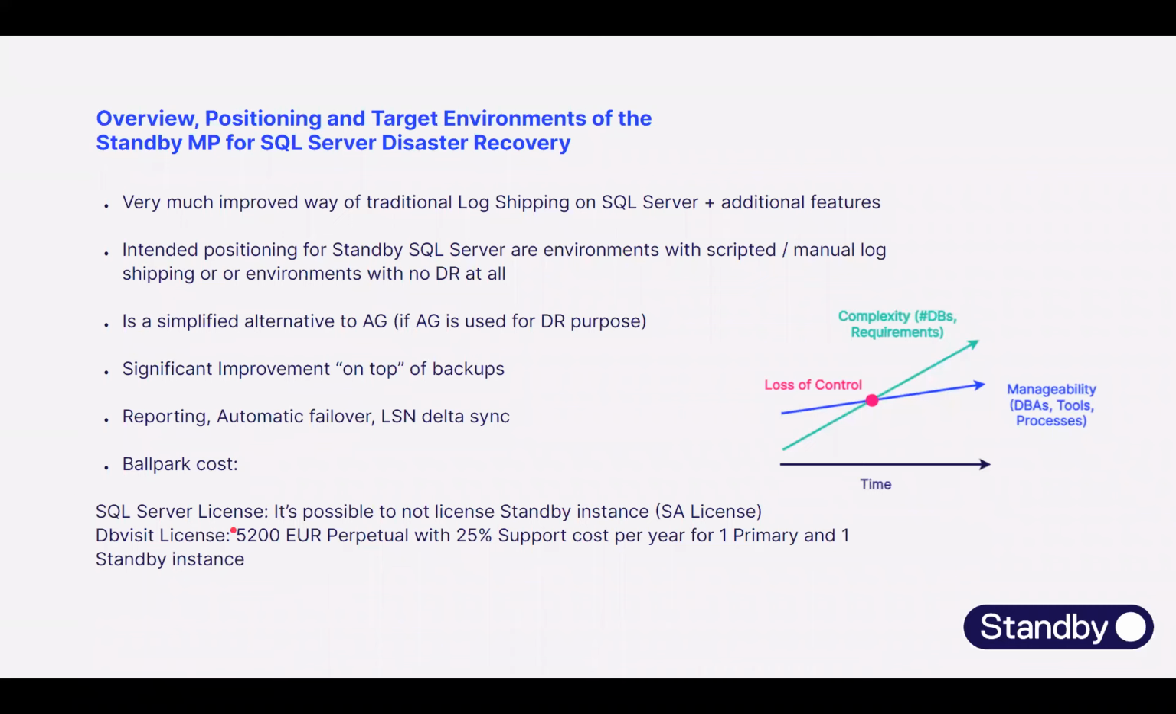So the way we do the licensing is per instance. Price per instance is 2,600 euros, and at minimum you need to have 2 instances, and that's why I mentioned 5,200 euros as a ballpark price. This is for a perpetual license. It's not limited in time, and you only need to pay 25% of support per year. And that's just the Dbvisit.